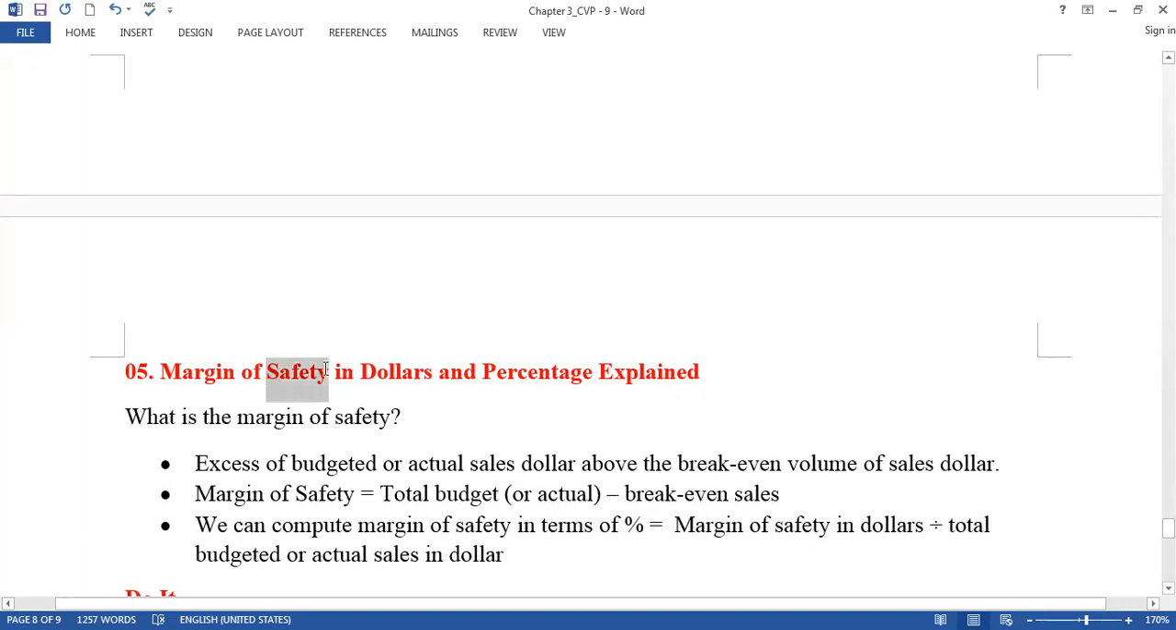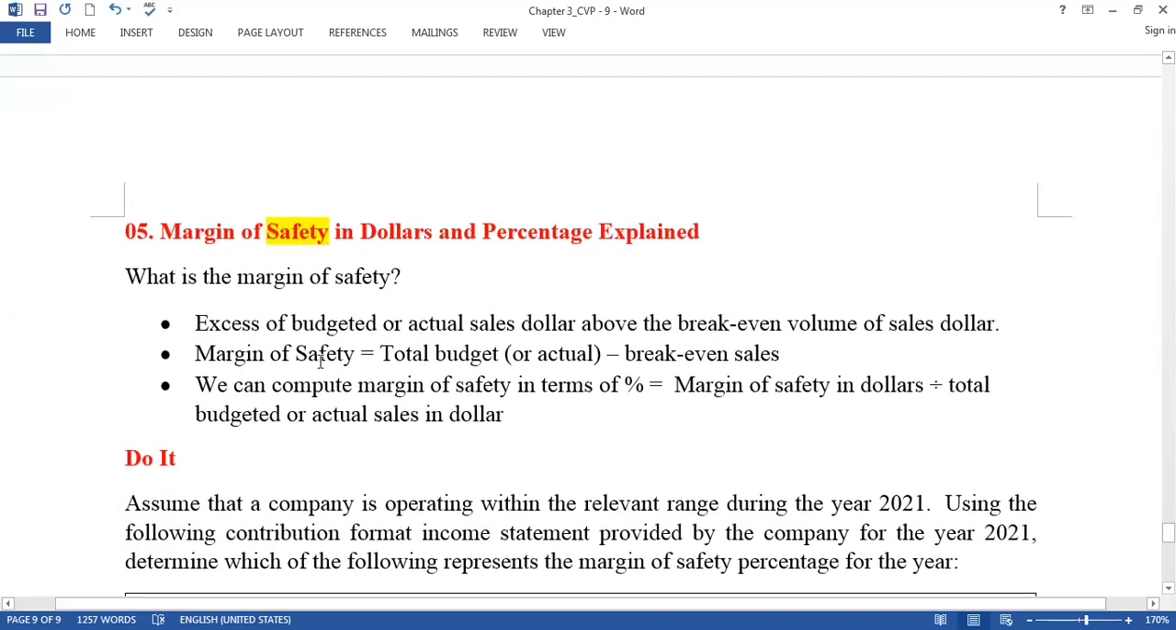So what is the meaning of safety? Safety means you are safe, right? So when you are safe, actually, if your sale is above the break even, because break even means you don't have any profit, you don't have any loss, right? Now, if you can sell more than your break even, it means that you are quite safe. So margin of safety means you are going to sell something that is above the break even.